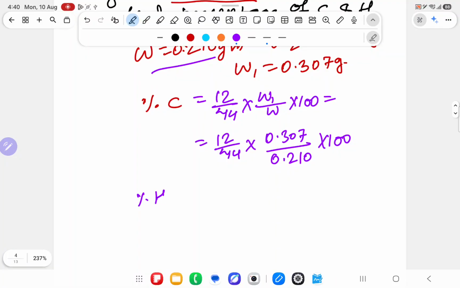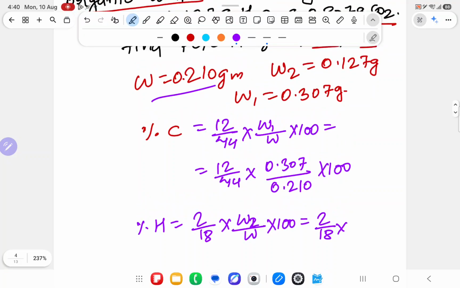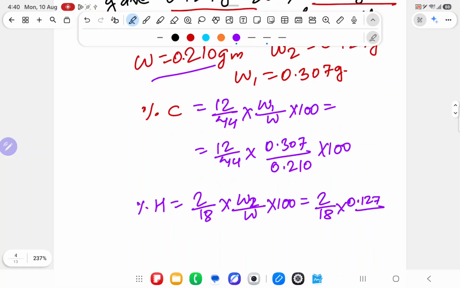Now the percentage of hydrogen, sir, is 2 by 18 into W2 by W into 100. That is 2 by 18. What is W2? W2 is 0.127 upon W, which is 0.210, into 100. Solve it, you will get the answer. Here you will get the percentage of carbon, and here you will get the percentage of hydrogen.